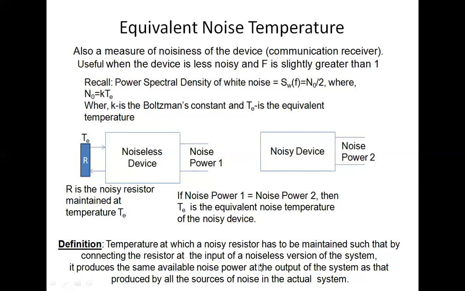So, the definition: the temperature at which a noisy resistor has to be maintained such that, by connecting the resistor at the input of the noiseless version of the system, it produces the same available noise power at the output of the system as that of the noisy device. When both the noise powers are the same, the temperature at which the noisy resistor was maintained is known as the equivalent noise temperature.